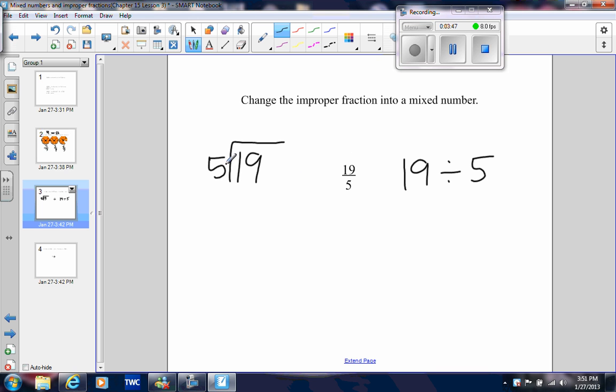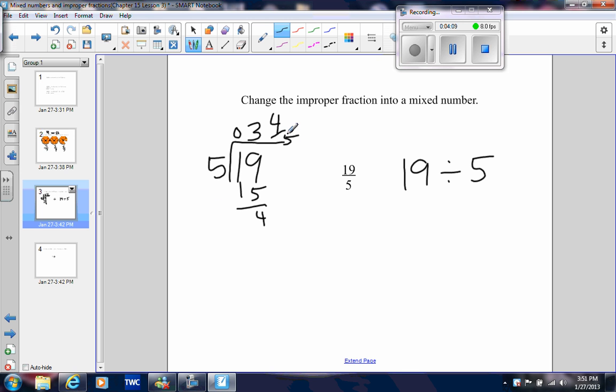All right. The reason I wrote it like this is something that we've done in the past. 5 is too large to go into 1, but 5 can go into 19 3 times with the remainder of 4 when there's nothing left to bring down in this case. So you would write this remainder. We've learned how to write this remainder as a fraction.